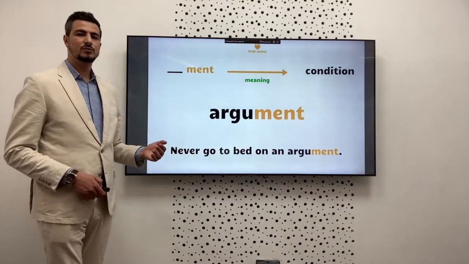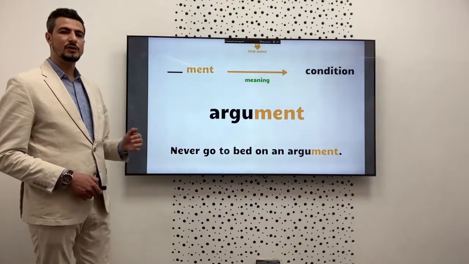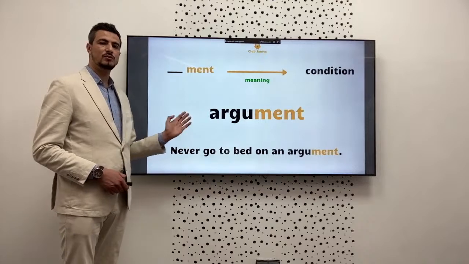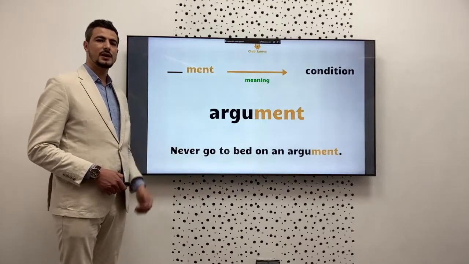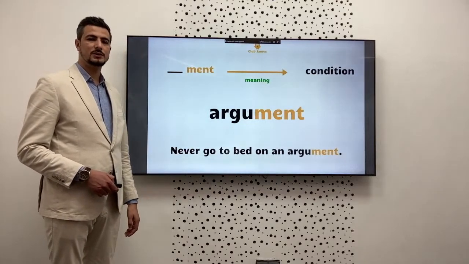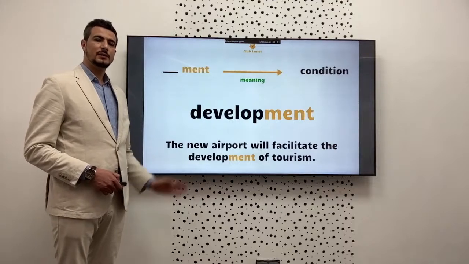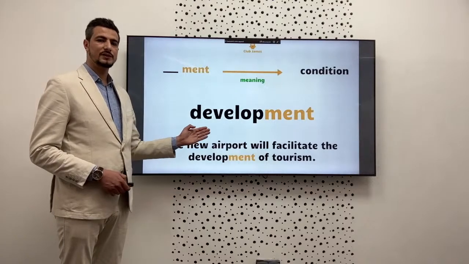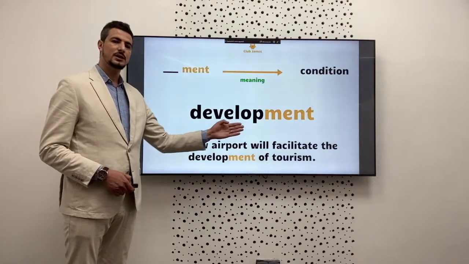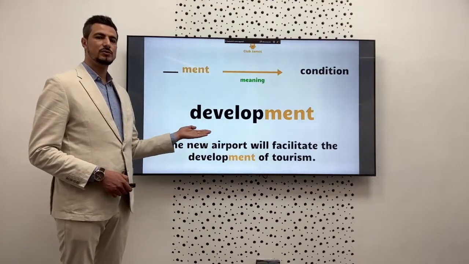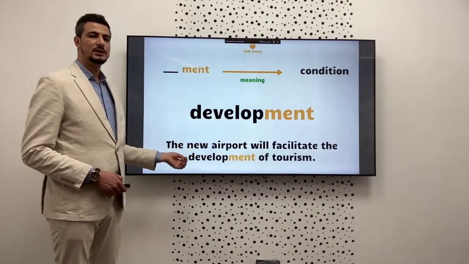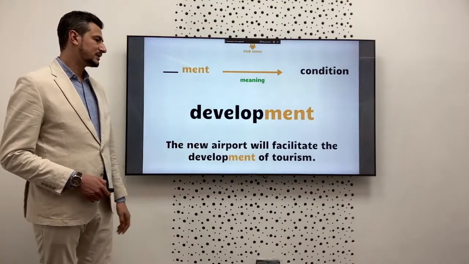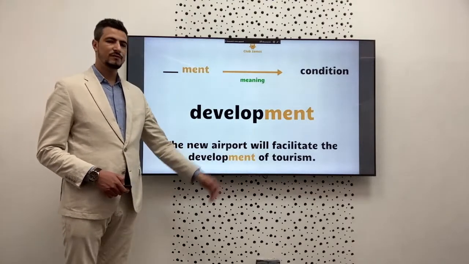Another example would be argue. If you add ment, it becomes argument. So to make the noun with the verb argue, you add M-E-N-T, and that's argument. Develop, development. We add the same suffix, M-E-N-T, to the verb develop in order to make the noun development. Let's read this example. The new airport will facilitate the development of tourism.